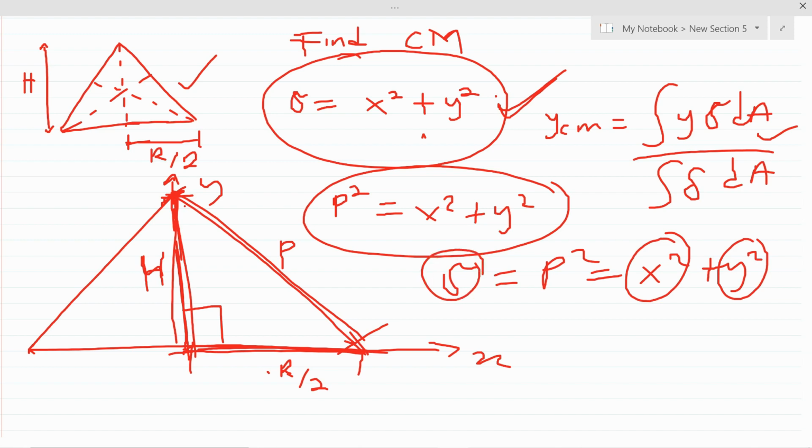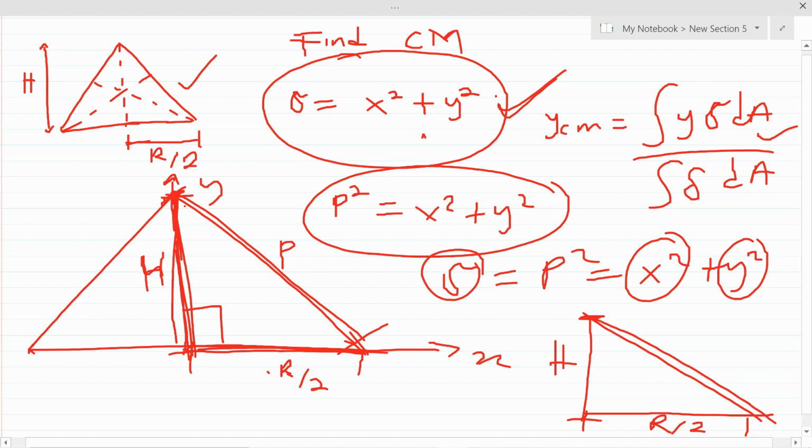Now what is the highest value of y here? If I pick out this right angle triangle like this, from here to here is our height, and from here to here is our r/2. So in order to find our p squared, which is s squared plus y squared, the same as our density, our x is equal to r/2 and our y is equal to h. I hope you get it now. If I substitute these values of x and y, I'll get my density. So let's put that in and find our density before we come and calibrate and get our dA.